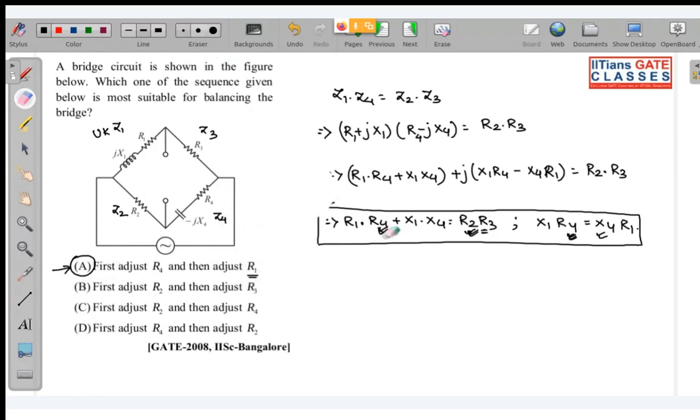We are getting such an option. First adjust R4, then adjust R2. This is also present. R2, R4 is also present. First adjust R2, then adjust R3. So option B I can neglect because this is only affecting equation 1. Okay.